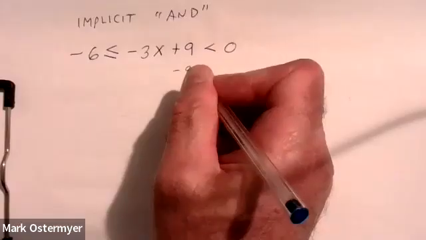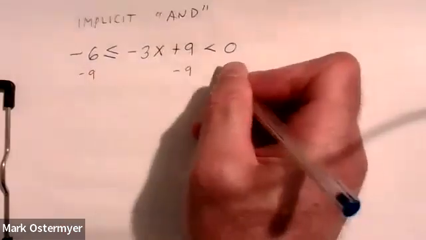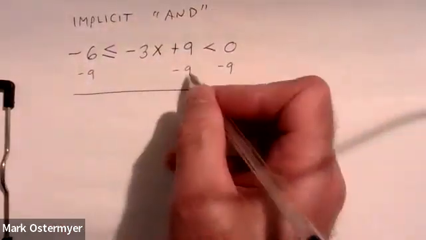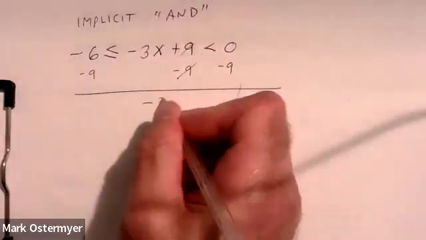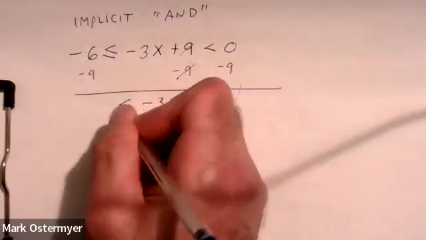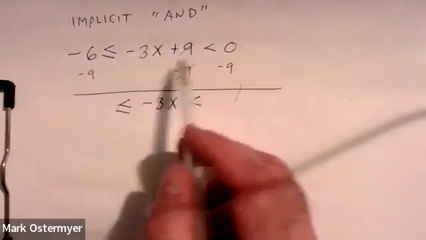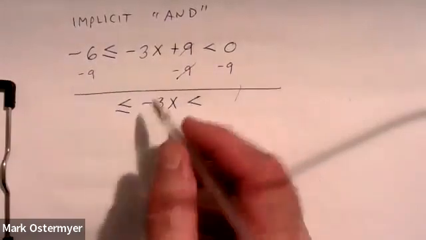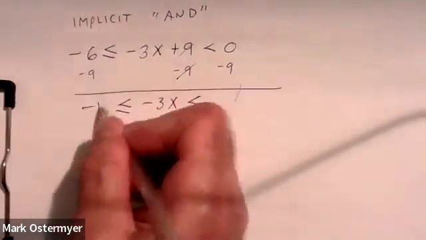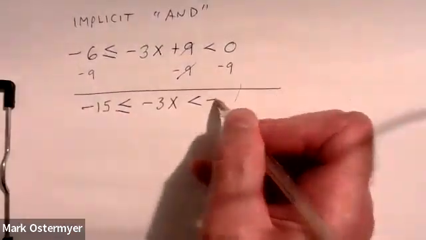Subtract 9. Let's subtract 9 from the middle, subtract it from the left, subtract it from the right. When we subtract it from the middle, the 9s drop out. Notice I don't flip my inequalities around because I'm not dividing or multiplying both sides by a negative number. -6 minus 9 is -15, and 0 subtract 9 is -9.